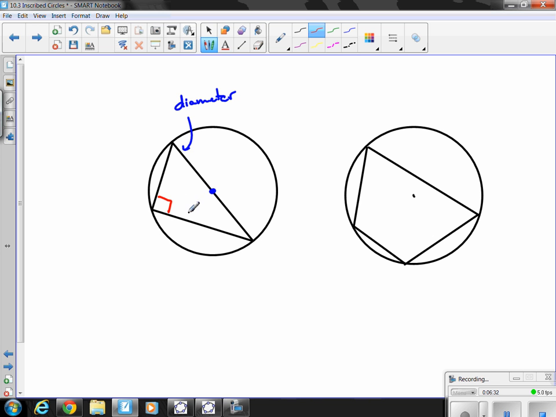So if that's a diameter, this is always a right angle, and these opposite angles, if it's an inscribed quadrilateral, all the angles are inscribed on the circle. In an inscribed quadrilateral, the opposite angles are supplementary. Okay, 180 degrees.